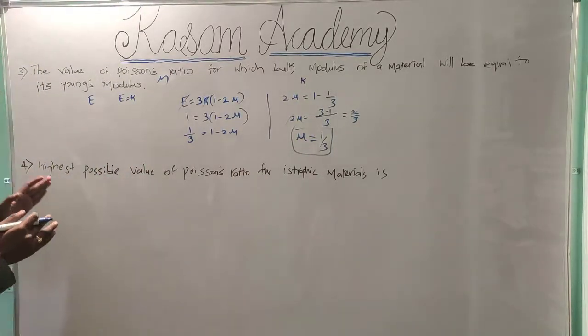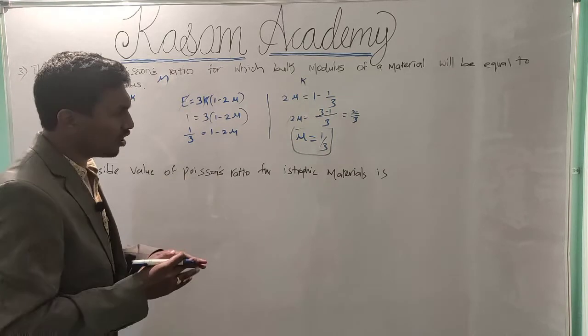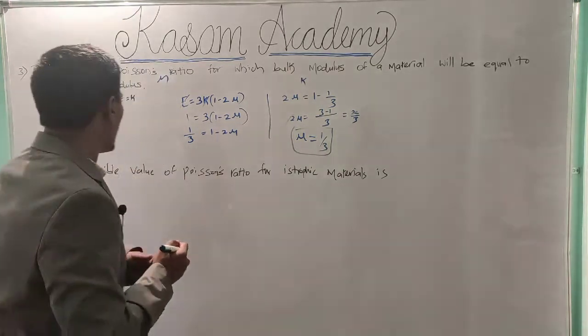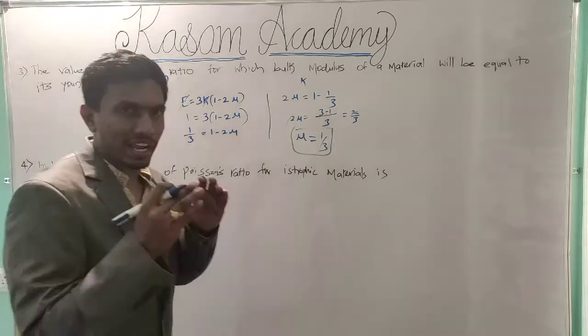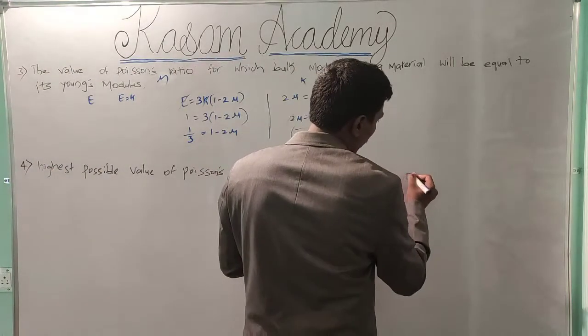The next question: the highest possible value of Poisson's ratio for an isotropic material. I told you in the previous class that different materials have different Poisson's ratios. The highest possible value for a Poisson's ratio is 0.5.